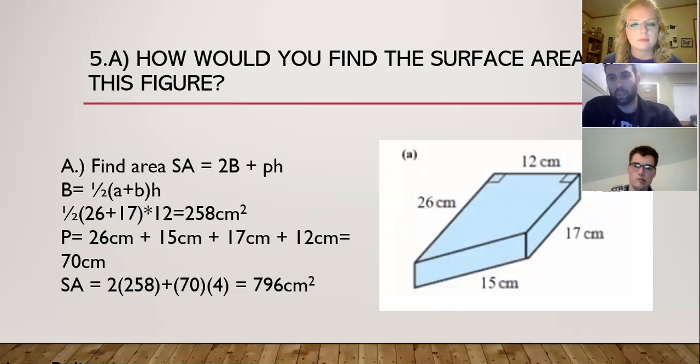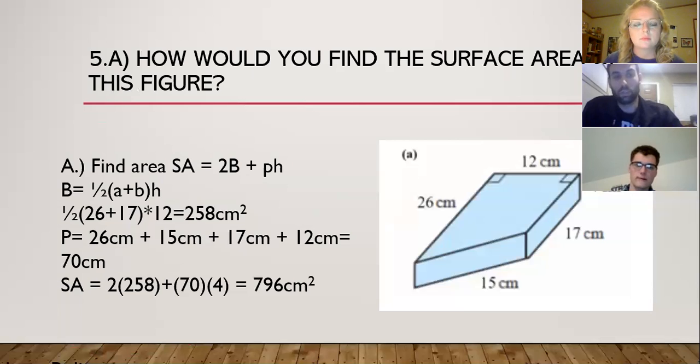centimeters. Your A is 26 centimeters, your B is 17 centimeters, and your height is 12 centimeters. So you take 1/2, 26 plus 17 times 12 equals 258 centimeters squared. Then you gotta get your perimeter.